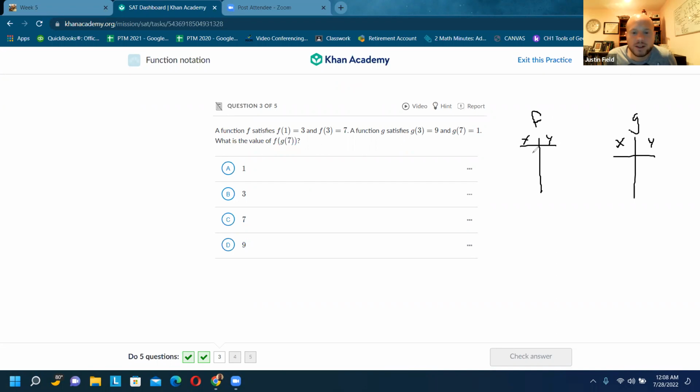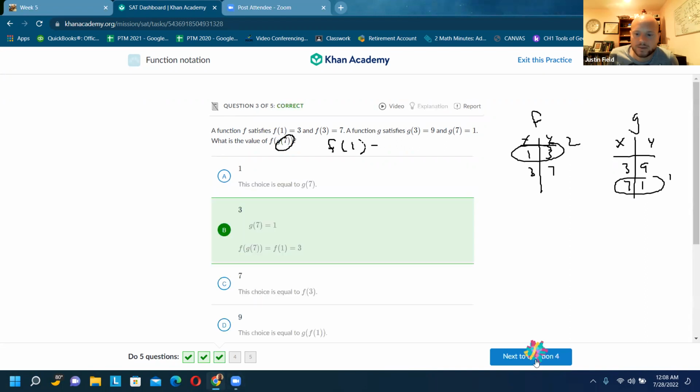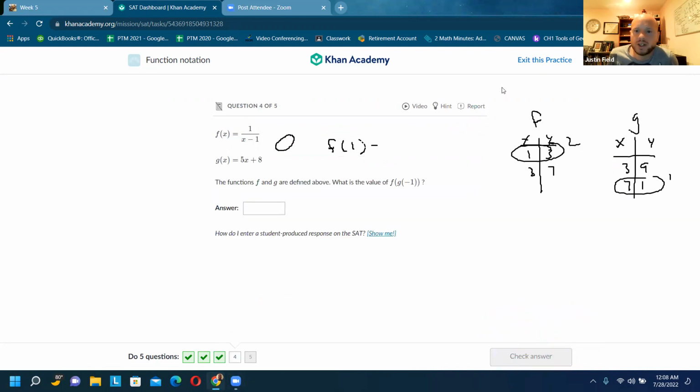F has 1, 3, also has 3, 7, and then G has 3, 9, 7, 1. So I'm always trying to think about the most efficient way. So G of 7. Do we already know that one? Yeah, that's 1. So then we want to find F of 1, and we already know that. G of 7, that's our first step. Second step. The answer is, what is F of 1? It's 3. So we just had to make a table.